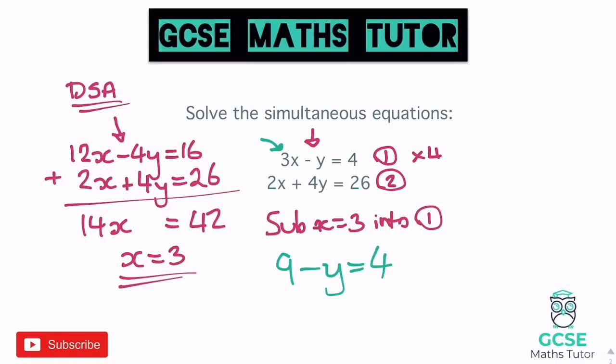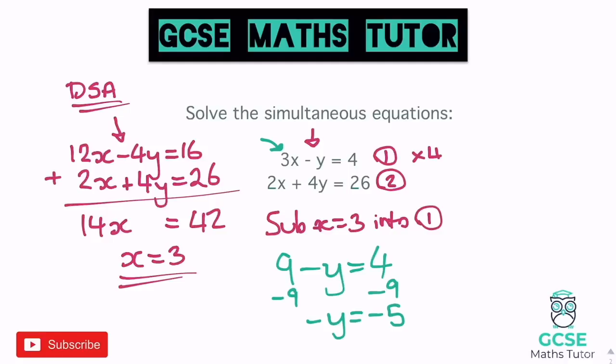Now you can do this logically. You could think, okay, 9 take away something equals 4. That number has to equal 5, doesn't it? But if we solve it just like normal, let's get rid of this number. We know the answer is 5, but let's take away 9 from both sides, and we get minus y, negative y, equals negative 5, 4 take away 9. And then therefore positive y has to equal positive 5.